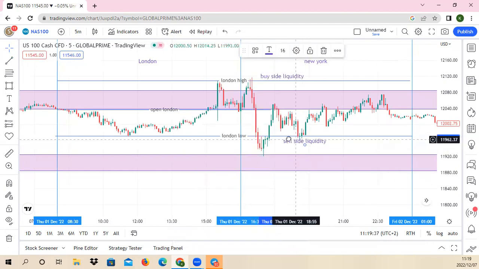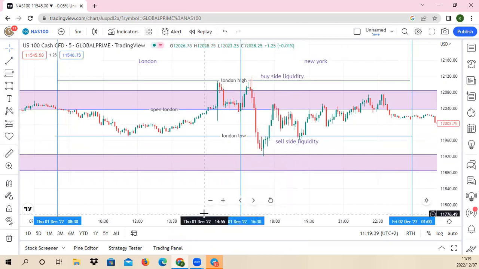So the London market has basically created these two sides of liquidity by creating its high and its low, you see. And now we see that the London open is basically like the median, the middle range of the market. So how our strategy dictates is that whichever liquidity is taken out first, the trade will be on the reversal, you see.